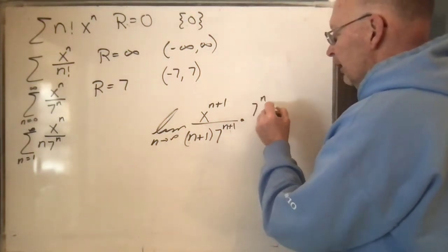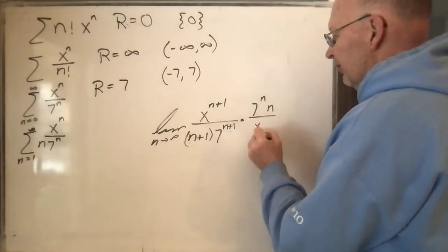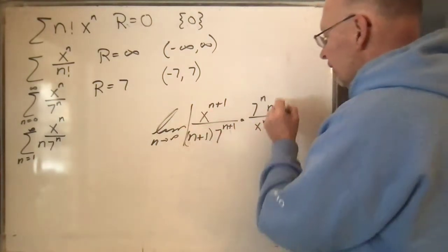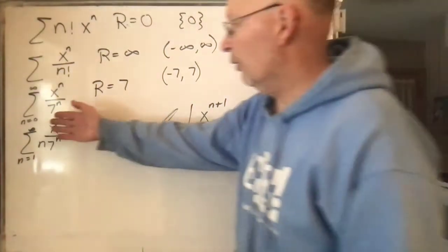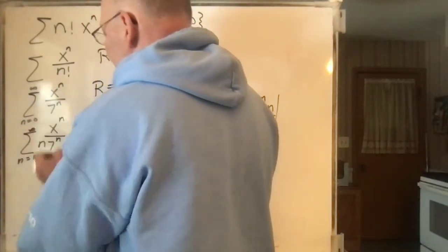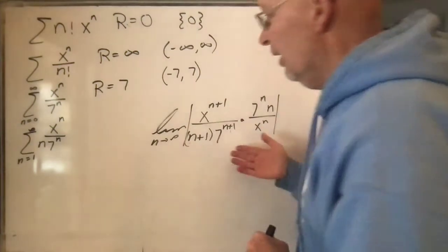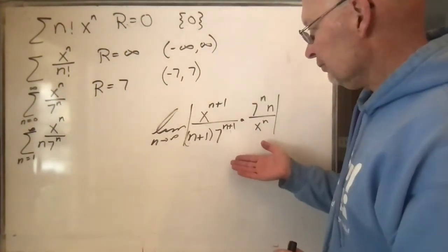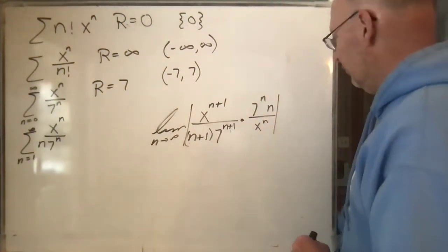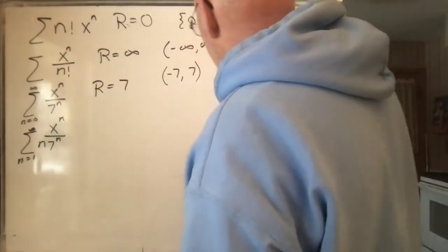7 to the n, x to the n, slap on absolute values. So basically what we're doing again is we're saying let's make all these things positive by slapping on absolute values. And once we do that, let me just do this one a little more carefully. I've been talking about it, but let me just say it.